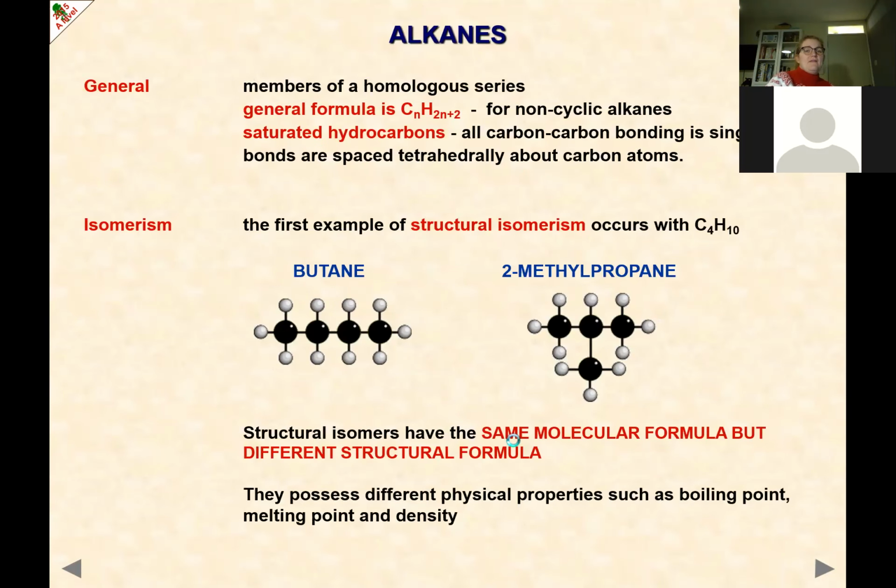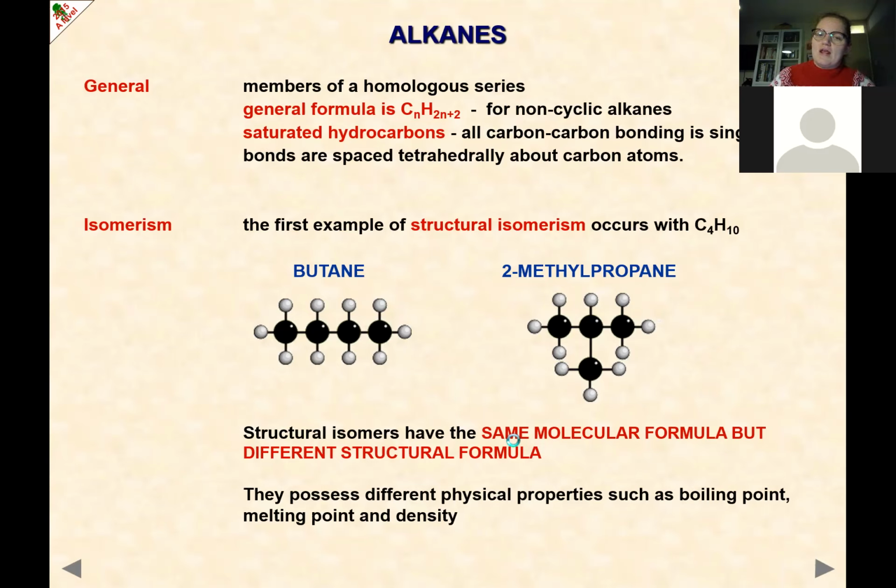So alkanes, basically, they're a member of a homologous series, and they have a general formula, which is CnH2n+2. And that's for non-cyclic alkanes. And they are saturated hydrocarbons. So that basically means all of our carbon-carbon bonding is single bonds, and they're spaced tetrahedrally about our carbon atoms. There's no carbon-carbon double bonding involved. There is isomerism involved in alkanes when we've got more than 4 carbons present.